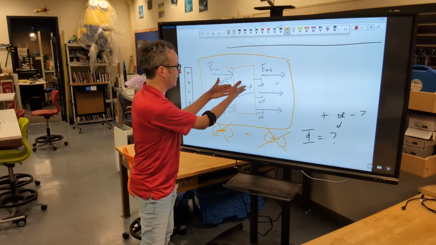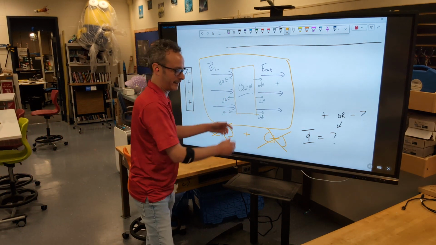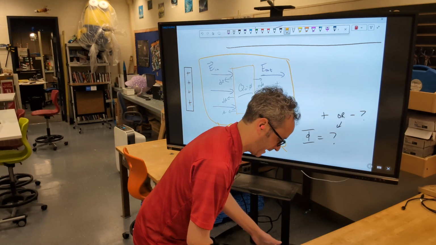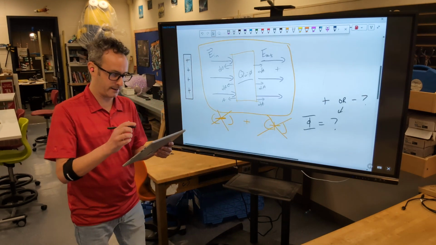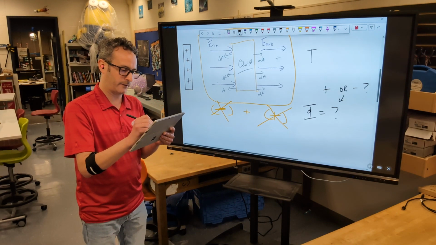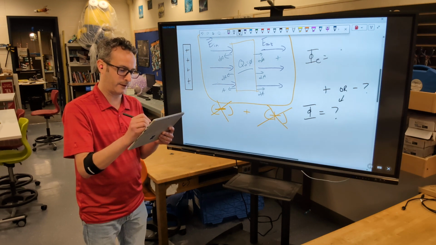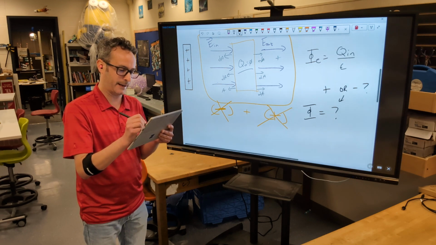And basically, if you have a charge that's not inside, that hopefully makes sense, because again, Gauss's law is essentially that the electric flux is equal to the charge inside divided by epsilon naught.